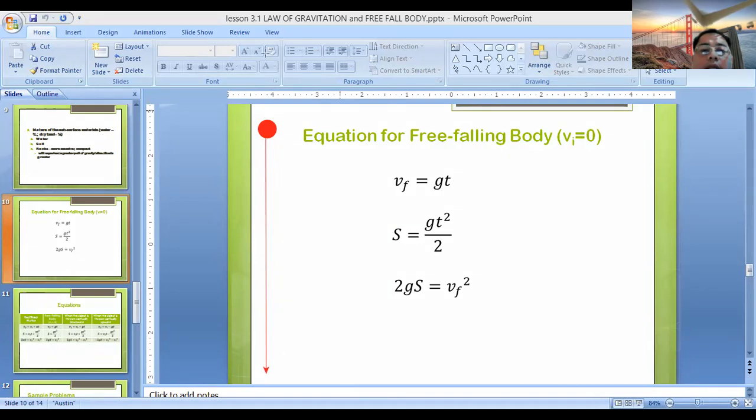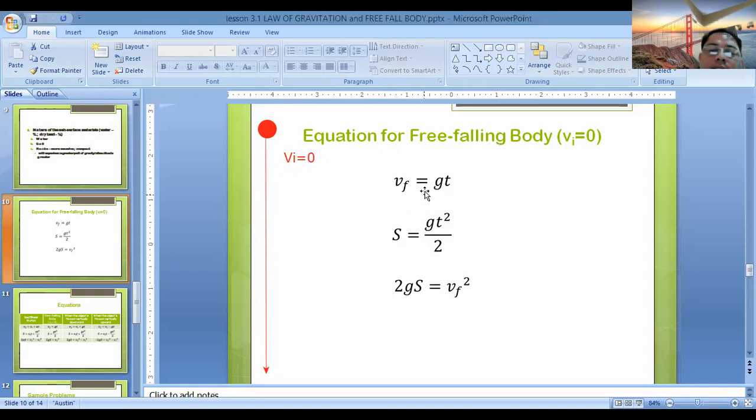What we would presume here is that this body started from an initial velocity of 0. We did not throw it down. We did not throw it up. We simply let it fall from our hand, by holding it for a while and then releasing it. And again, we see that this object is falling by virtue of the action of gravity.